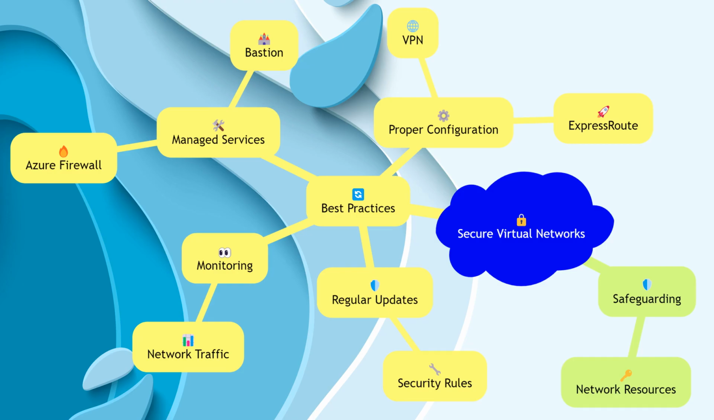Implementing best practices is crucial for maintaining secure access to your virtual networks. This includes regularly updating security rules, monitoring network traffic, using managed services like Azure Firewall and Bastion, and ensuring proper configuration of VPN and ExpressRoute connections. Adhering to these practices helps in safeguarding your network resources.